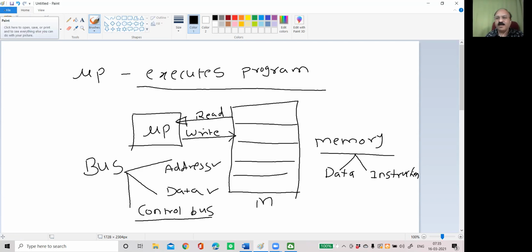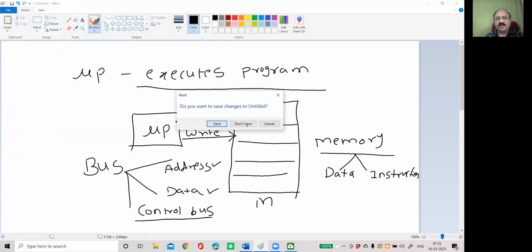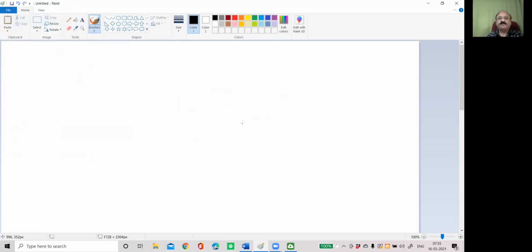Right, friends? Clear? Very good. Let's move ahead. Based on this particular concept, let's see what is bit and what is byte. Because now in our assembly language, we always use these words.